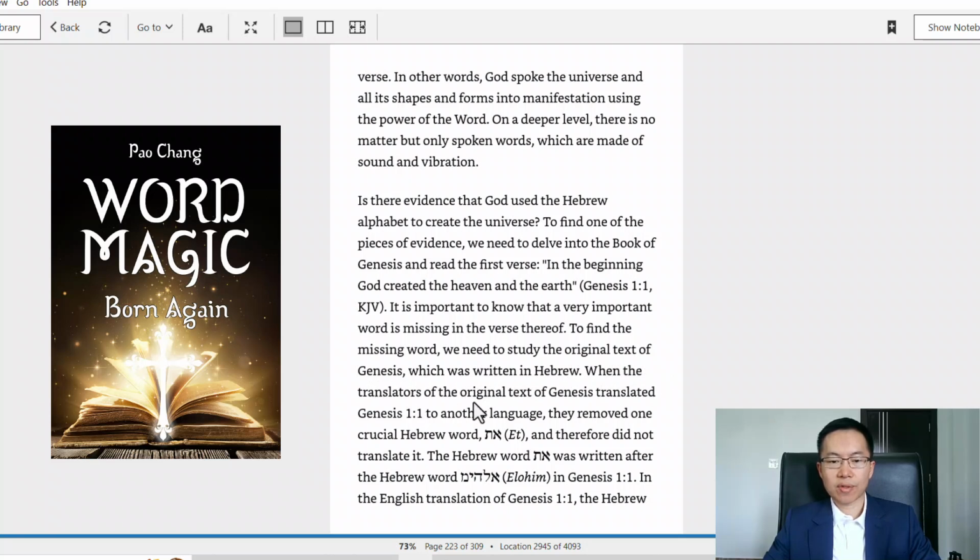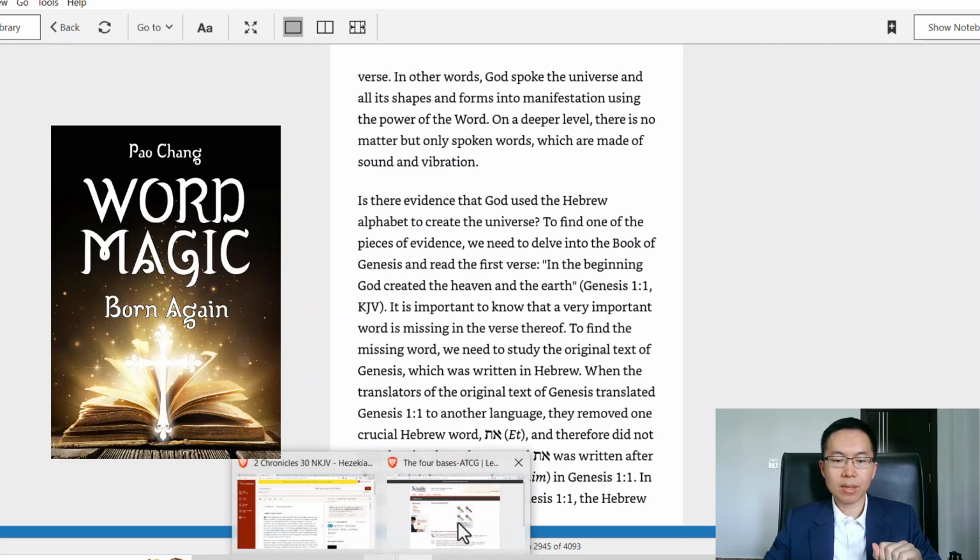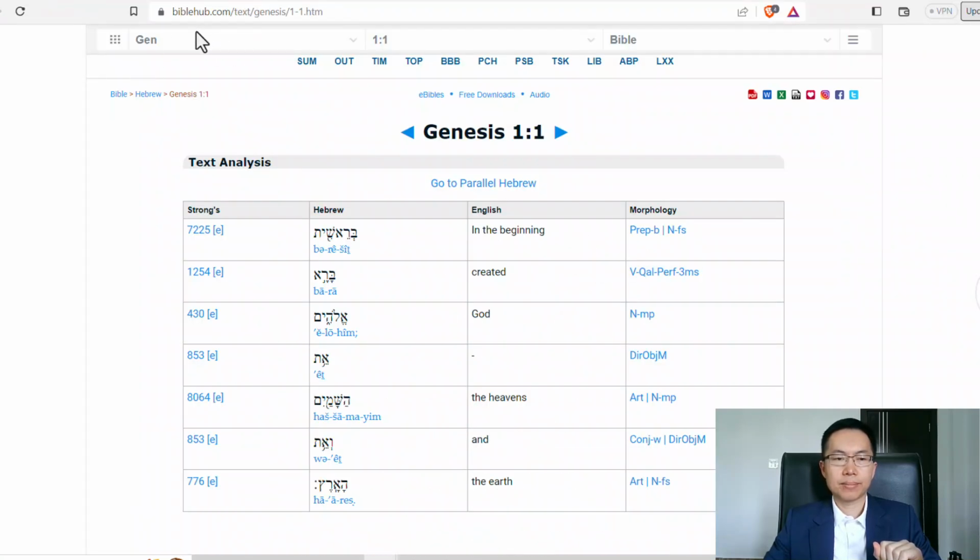When the translators of the original text of Genesis translated Genesis 1:1 to another language, they removed one crucial Hebrew word, et, and therefore did not translate it. The Hebrew word et was written after the Hebrew word Elohim in Genesis 1:1. So if we go to this website, BibleHub.com, we can see here that the et is missing in the translation. So you have Elohim, which means God, and then et. So this is missing in the translation.